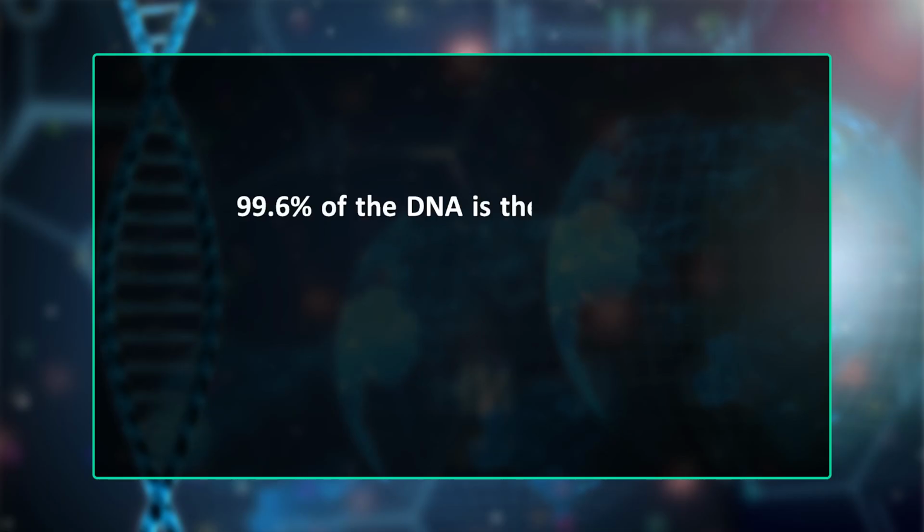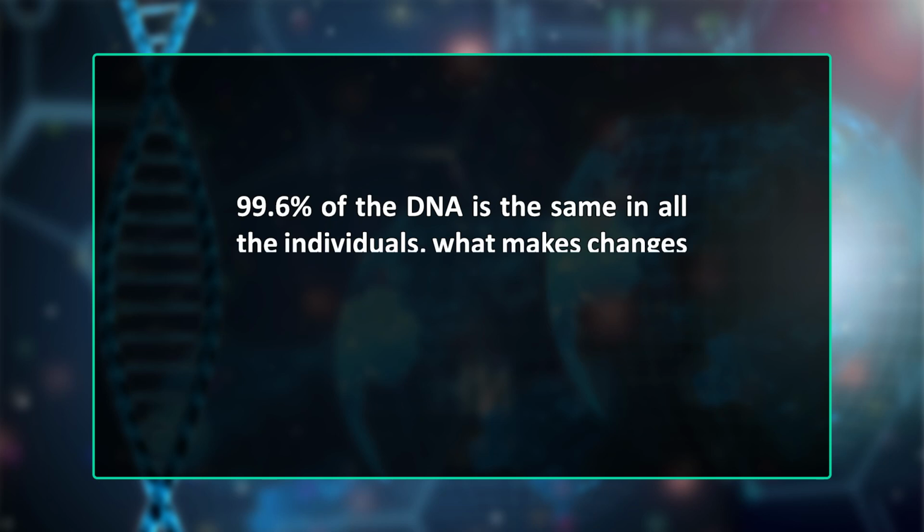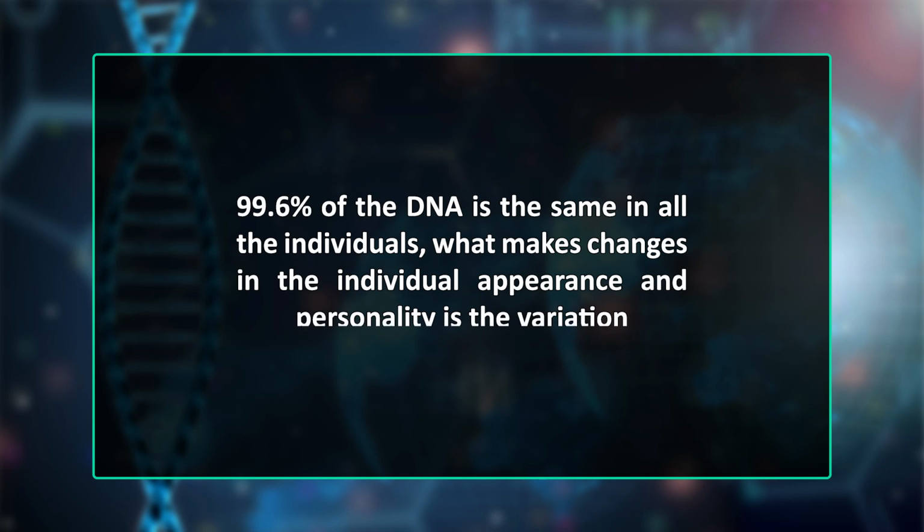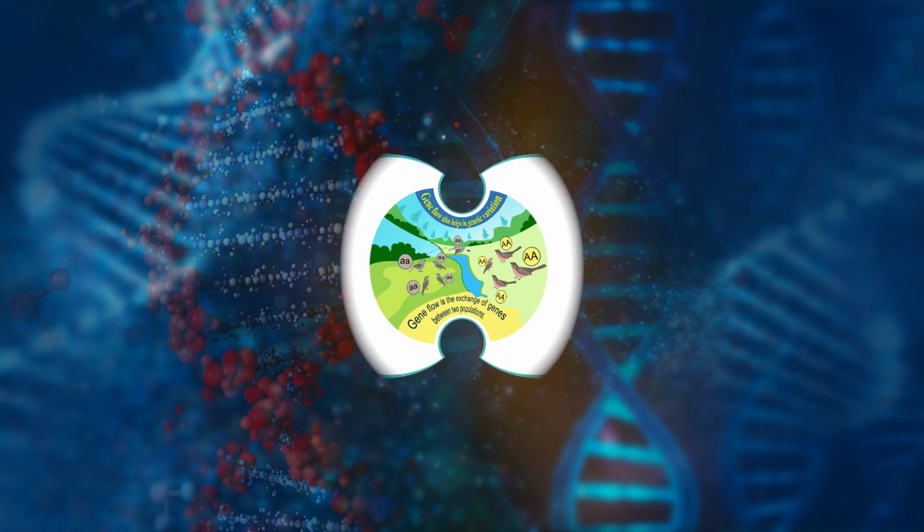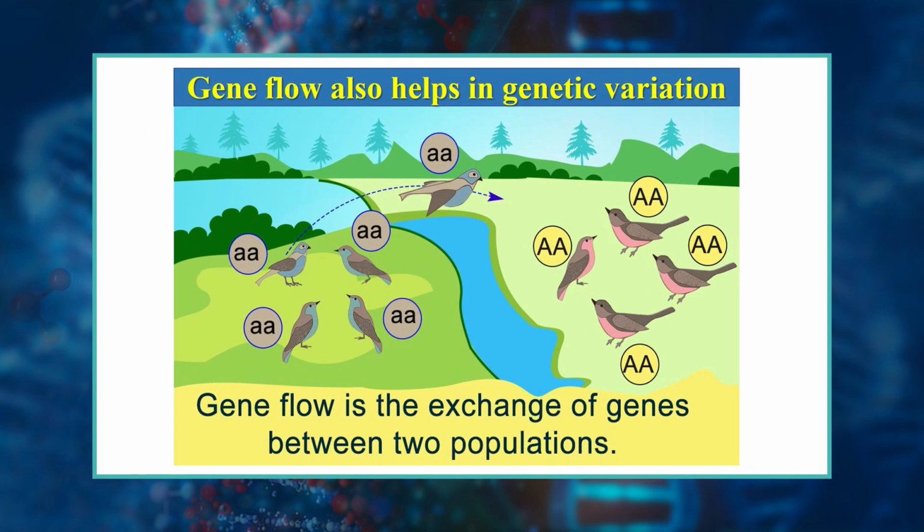Even though 99.6% of the DNA is the same in all individuals, what makes change in the individual appearance and personality is the variation. Favorable characters are transmitted from one generation to another, leading to evolution. The interaction between genetic variation in a population and the environment results in natural selection. Gene flow also helps in genetic variation by introducing new genes into a population.